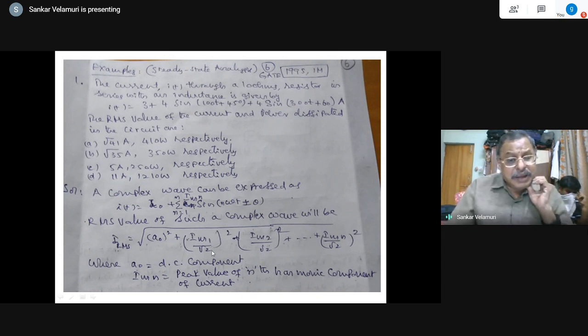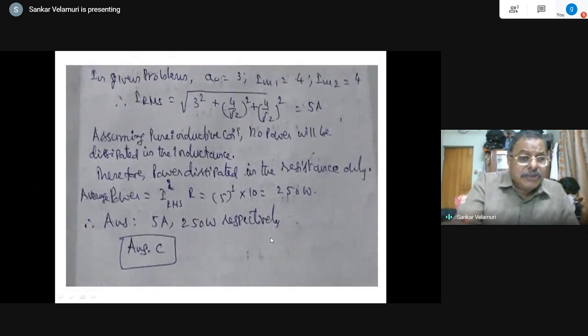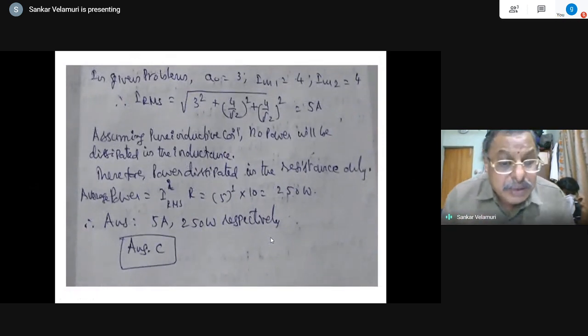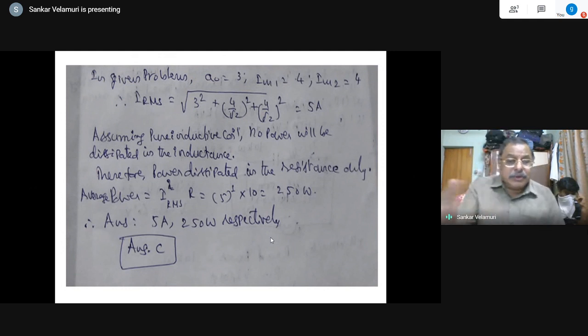RMS value is IM1 by root 2. IM1 is the peak value, IM2 is the peak value of that. So based on that, we have got these values being substituted, and the average power is only in the resistance that is being considered. So average power equals I square into R, which is 5 square into 10, that is 250 watts.